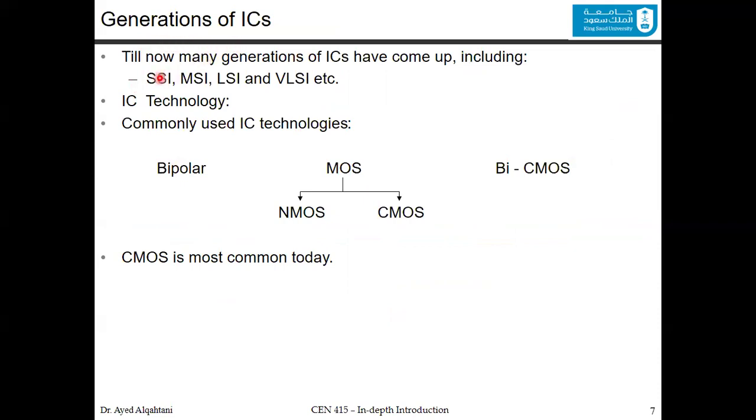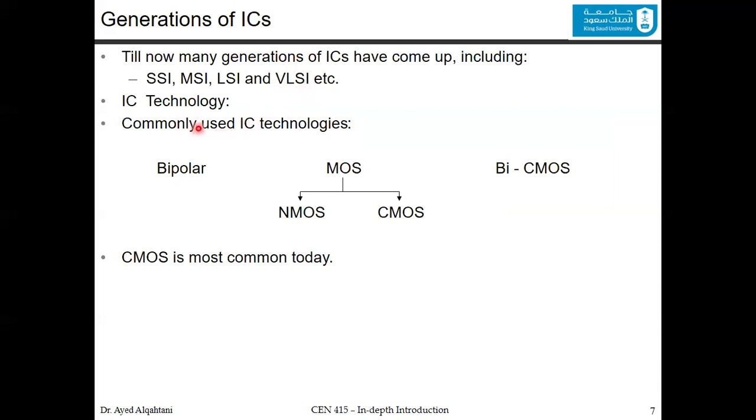Many generations of ICs have come up till now. We started with SSI, and then we moved to MSI, and then LSI, and then we ended up with VLSI. Of course, we have others as well. But since this course is an introduction to VLSI design, we will stop at this level. The S is for small, the M is for medium, the L is for large, and the VL is for very large scale integration.